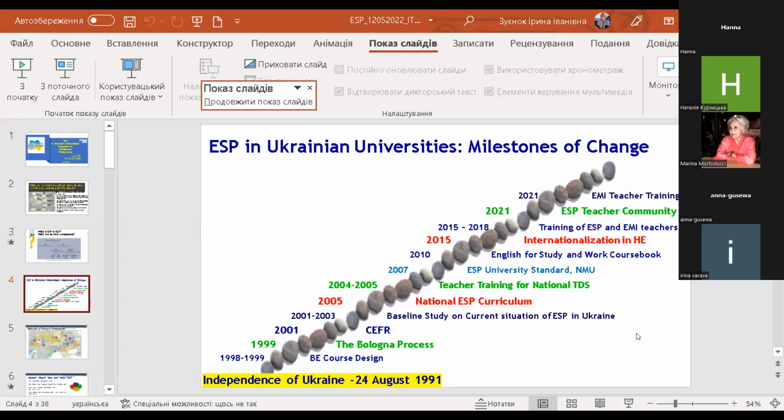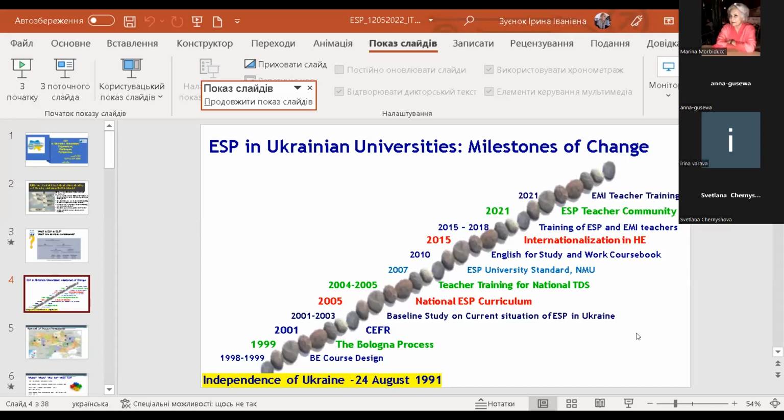That is why the project was launched by the ministry, and we started with a baseline study of the current situation of ESP in Ukraine, like a benchmarking. What we had as a result of teaching and learning simply EFL, and the result of that baseline study, you can see in the whole book. We have shared it with everyone, and I would like to say it was the first step to changes.